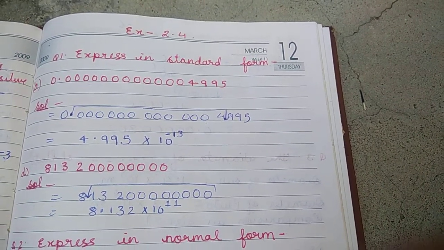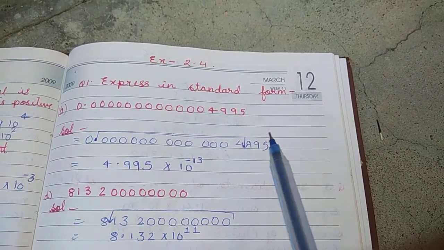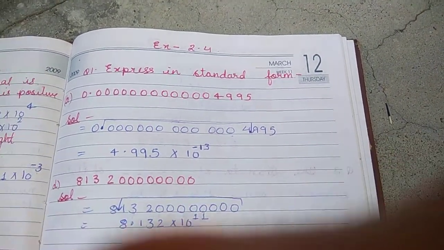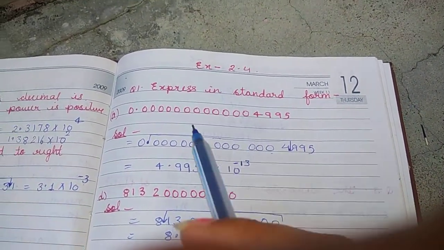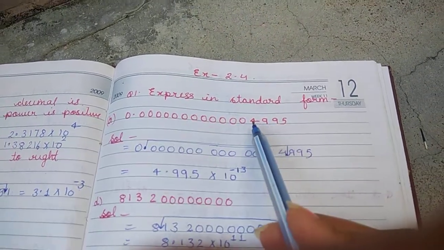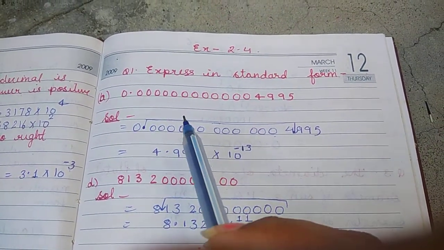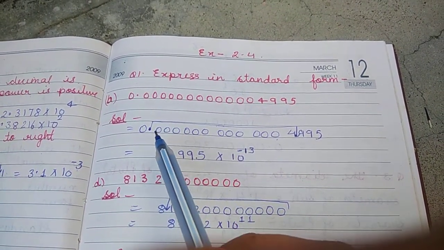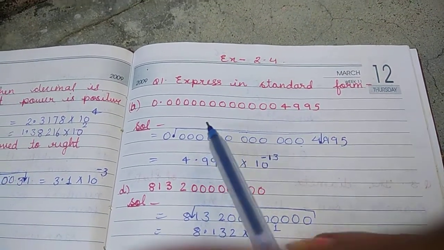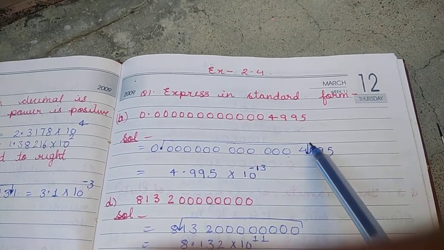Okay, so now moving on with the exercise, questions of your exercise. First question says that you have to express the following numbers in standard form. So for that, the first part is given 0 point, and so many zeros, and then 4995. So just copy down the question as it is, and since the decimal is already given, we'll have to move the decimal towards the right side. Just pick up the decimal and move it till we reach.